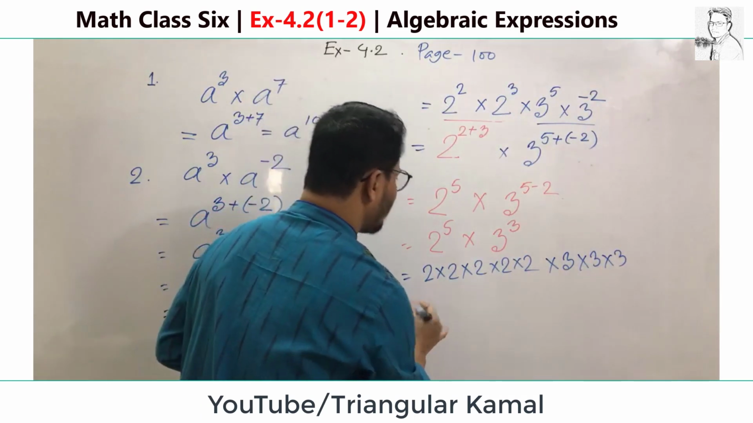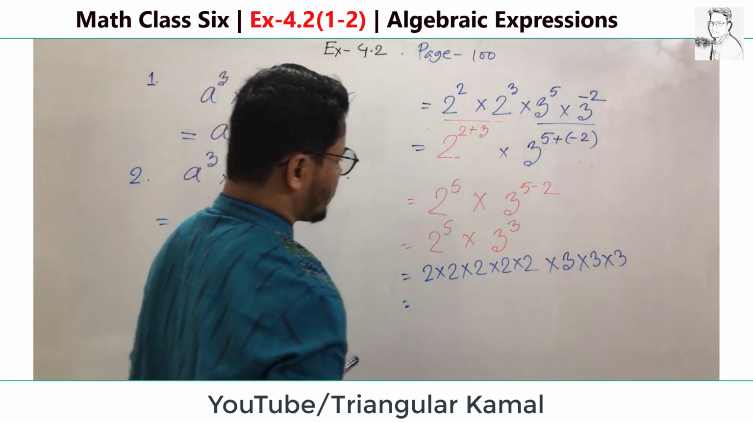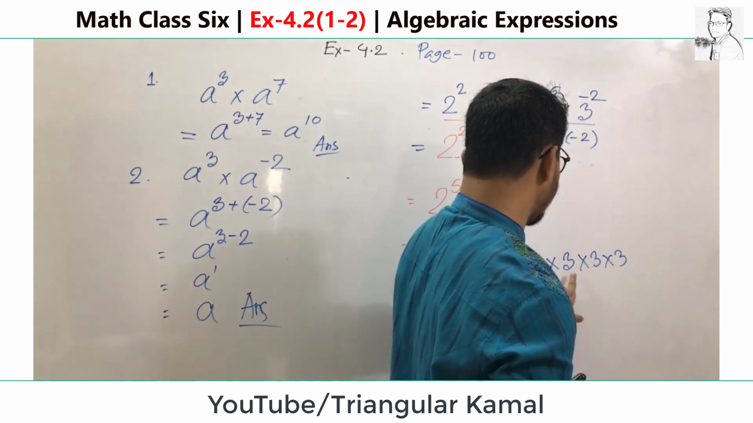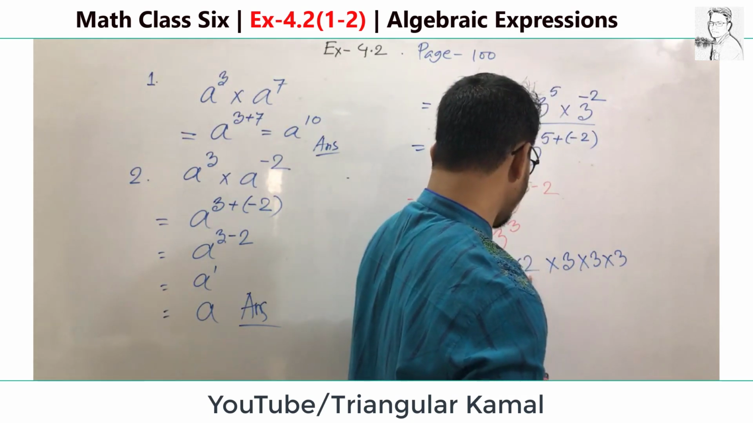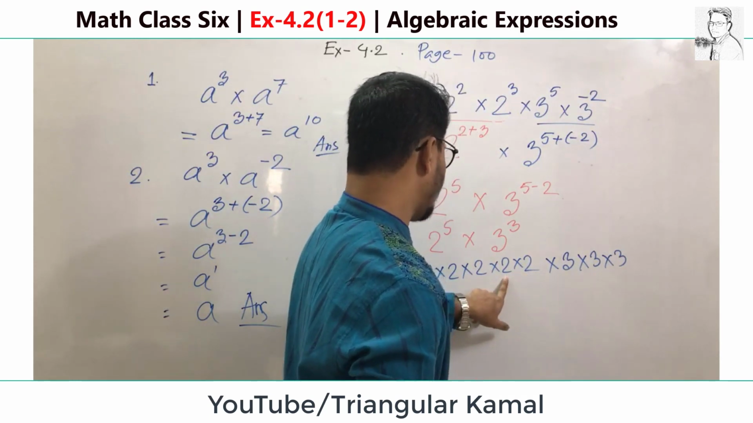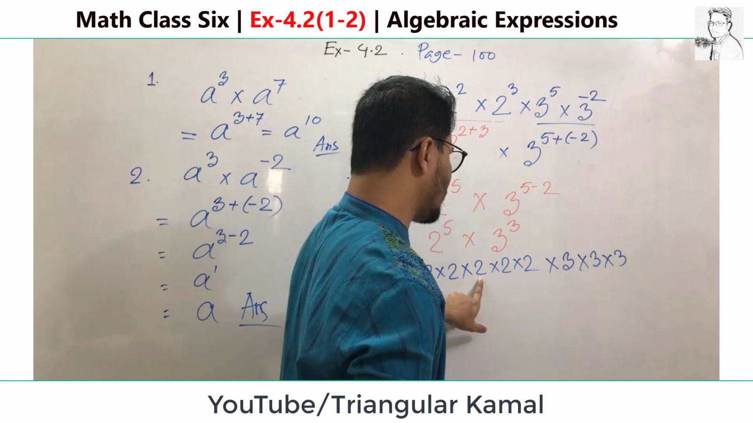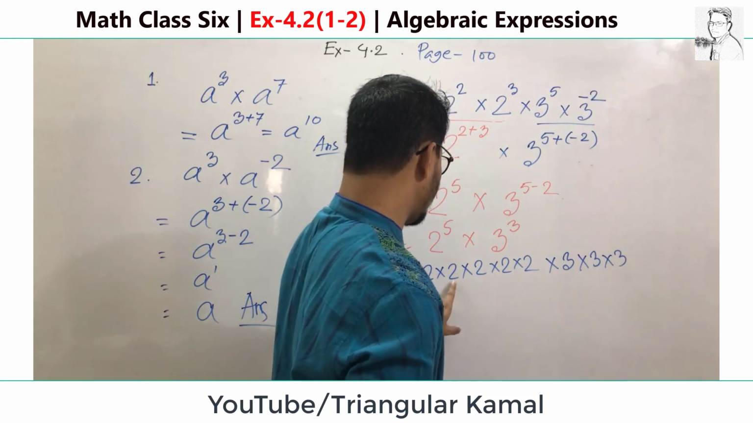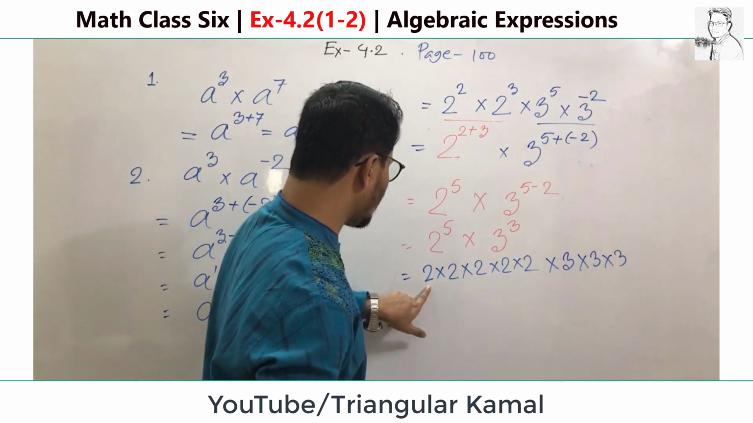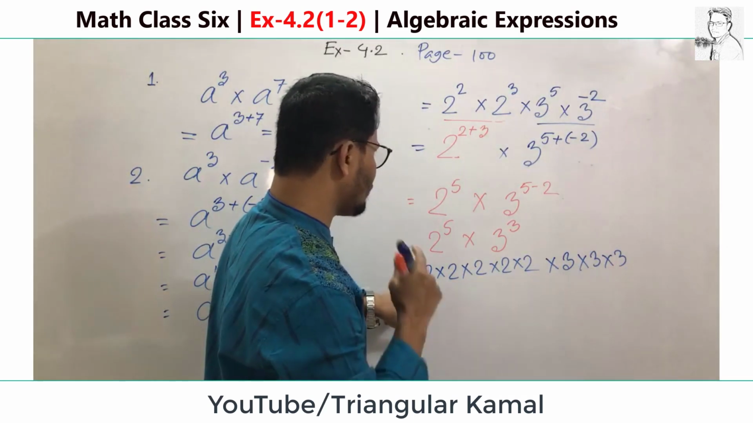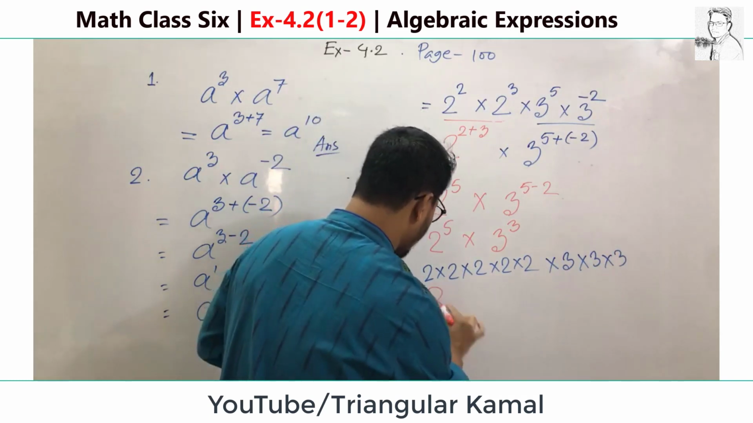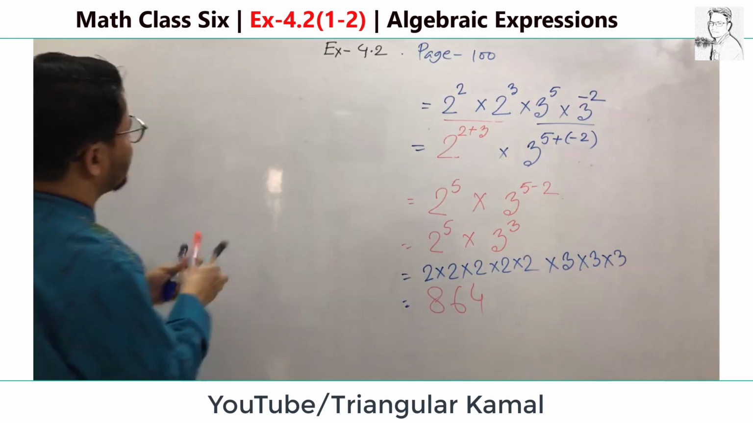And if we multiply all these digits, the result will be 3 3s are 9, 9 3s are 27, 27 2s are 54, 54 2s are 108, 108 2 times 216, 216 2 times 432, 432 2 times 864. I think final result will be 864. Okay.